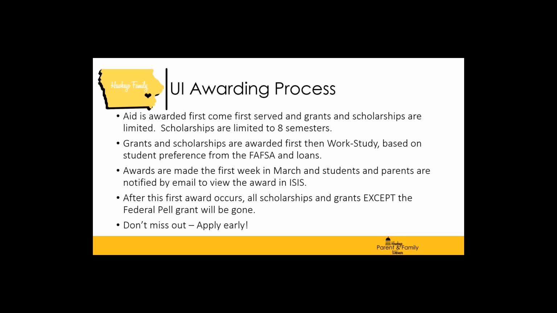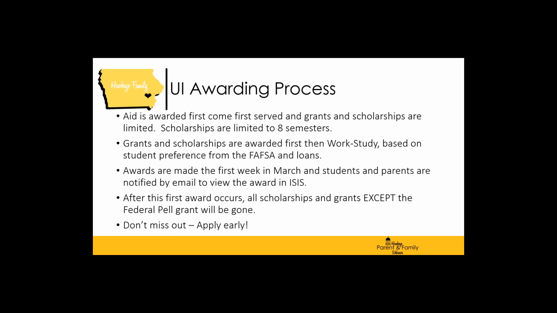Scholarships are limited to 8 semesters, so if your son or daughter received a scholarship their first year, they would have received 2 of those 8 semesters and would be eligible for 3 more years of renewal, assuming that they meet all the renewal criteria. So it's also important to work with your student to keep that 4-year graduation rate in sight, and hopefully that will be a goal that they can reach before their scholarship money would run out.